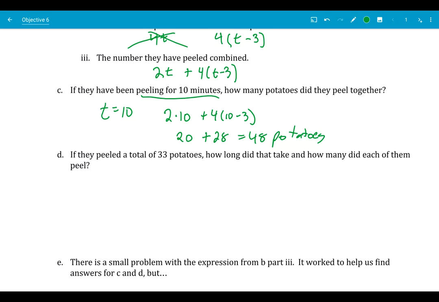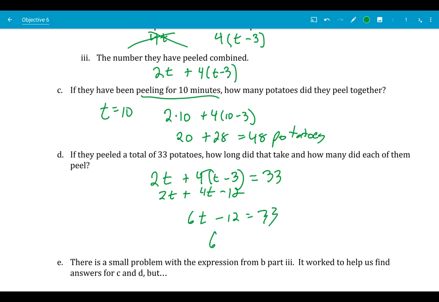Cool. Now you've been told that 33 potatoes were peeled in total. This is a little bit trickier, but here's what we're going to do. We're going to take our expression, which represents the total number of potatoes peeled. We don't know the time, but we know the number of potatoes. So let's set that equal to 33 and let's solve. I'm going to distribute and get 4t minus 12. Then I'm going to add things together. I get 6t minus 12 equals 33.